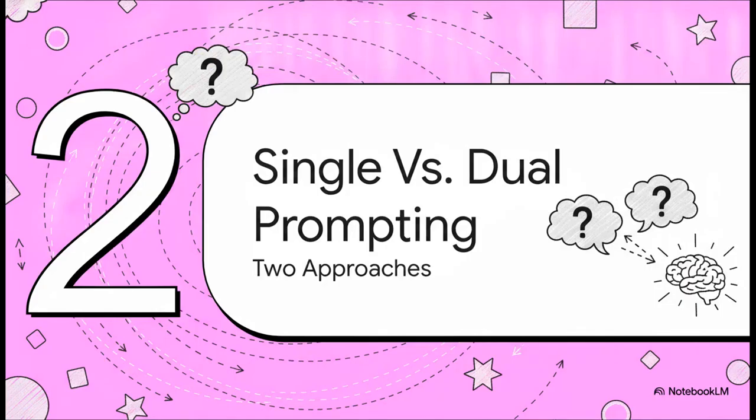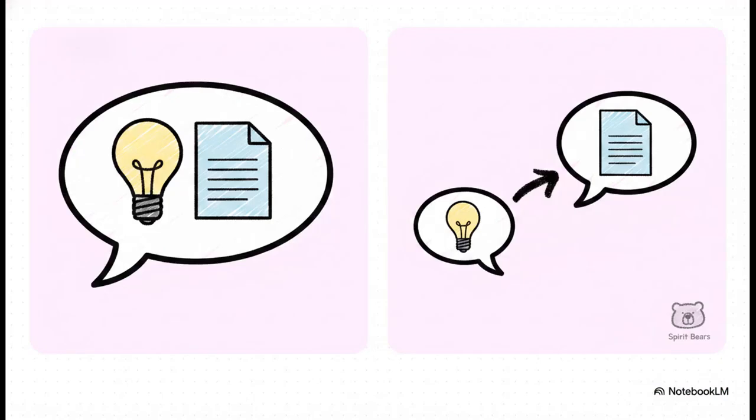So, how do we actually put this into practice? That brings us to Section 2, single versus dual prompting. There are two primary ways you can apply this technique in your everyday prompt engineering. In the single prompt approach, you combine the fact generation and the final response into just one single instruction. You might say something like, list 5 facts about spirit bears and then write a blog post about them.